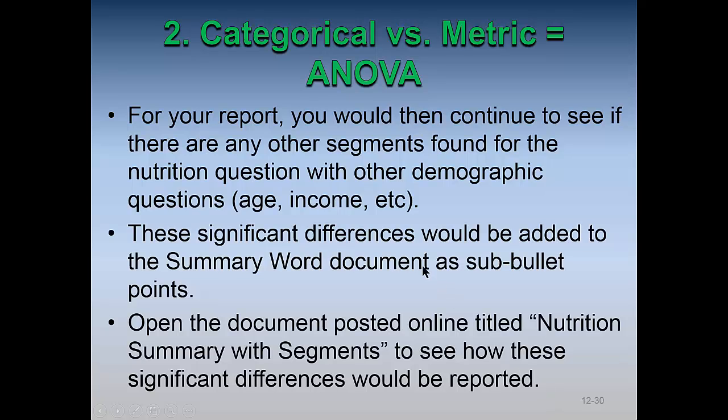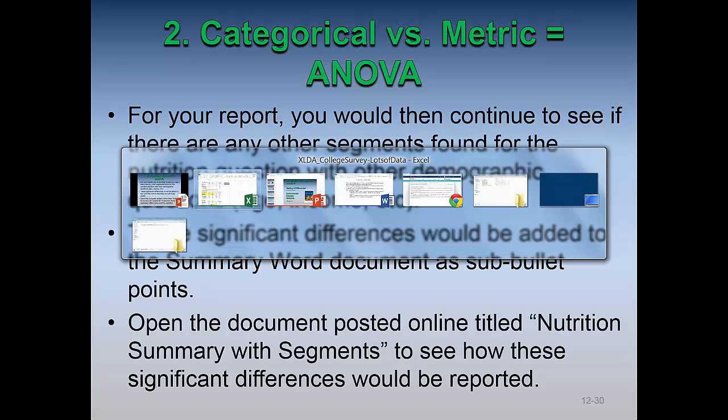For your report, you will do the same sort of analysis for your individual report, and you would continue to see if there are any other segments found for the nutrition question. And then any significant differences that you find would be added to the summary Word document as a sub-bullet point. There's a sample, so let's open the document posted online titled Nutrition Summary with Segments to see how these significant differences would be reported. This document is located in Module 10 on Slate. I happen to have it open already, so let's have a look.